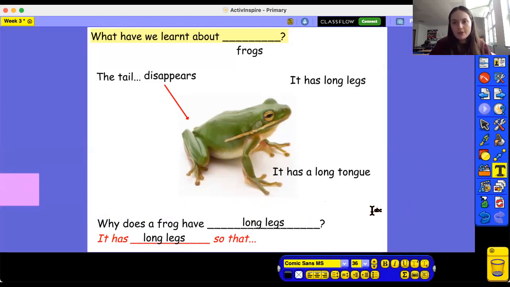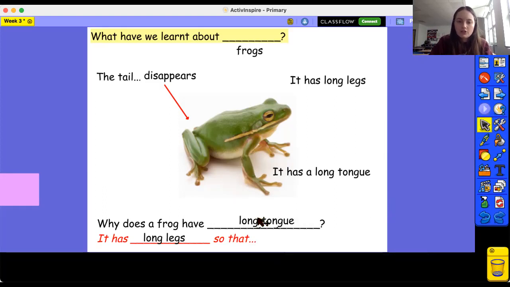And I'm going to ask you a bonus question. Why does a frog have a long tongue? Why does the frog have a long tongue? Tell somebody in the room. Brilliant. The frog has a long tongue so that it can catch flies.